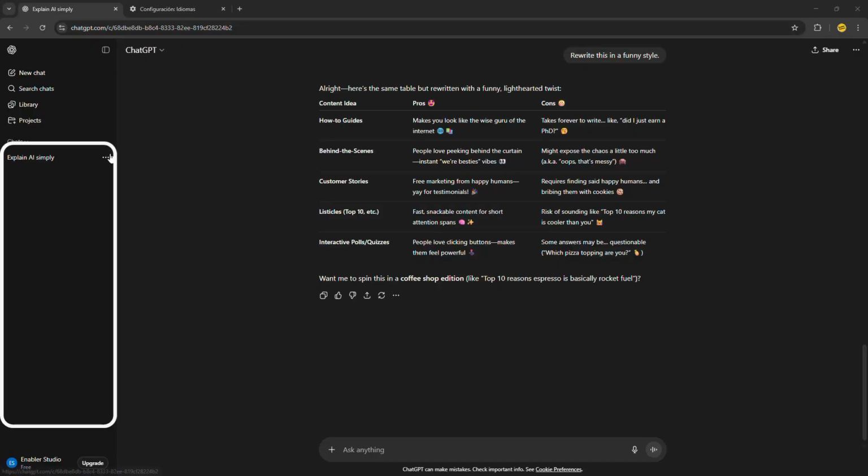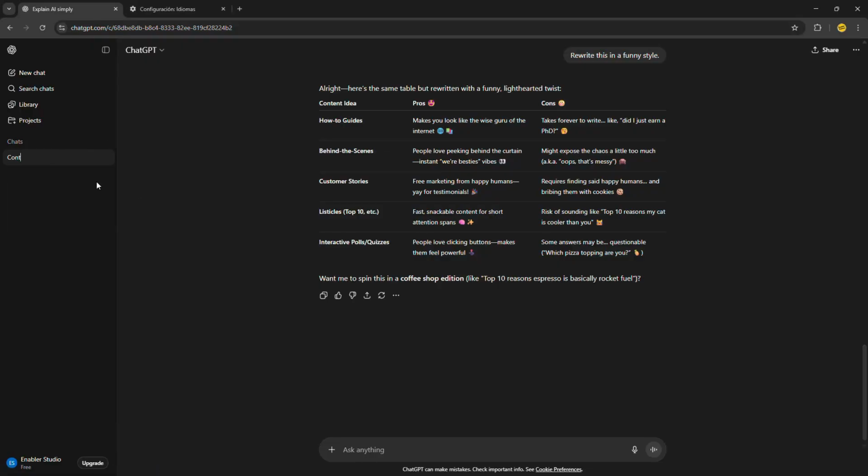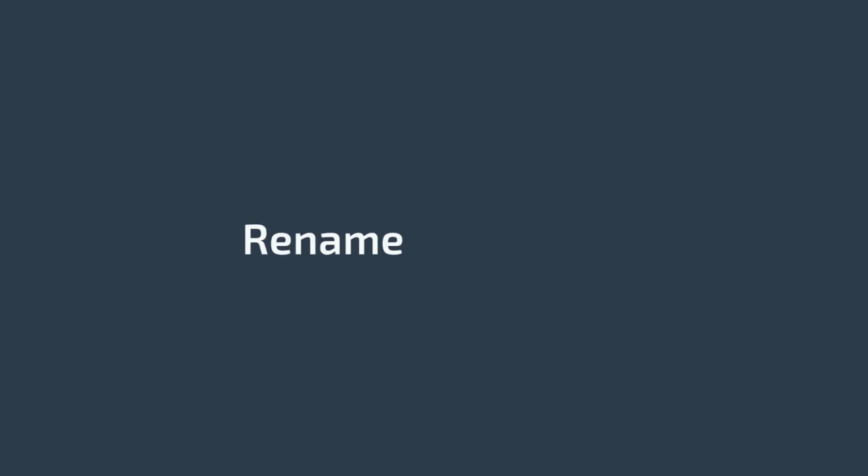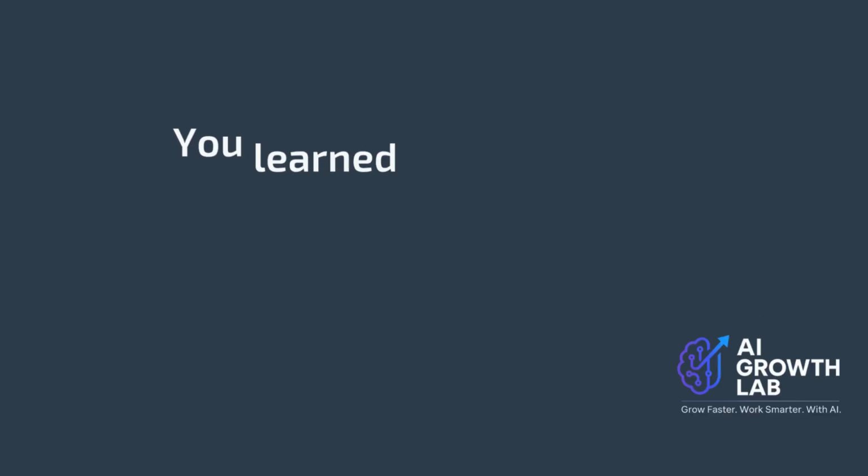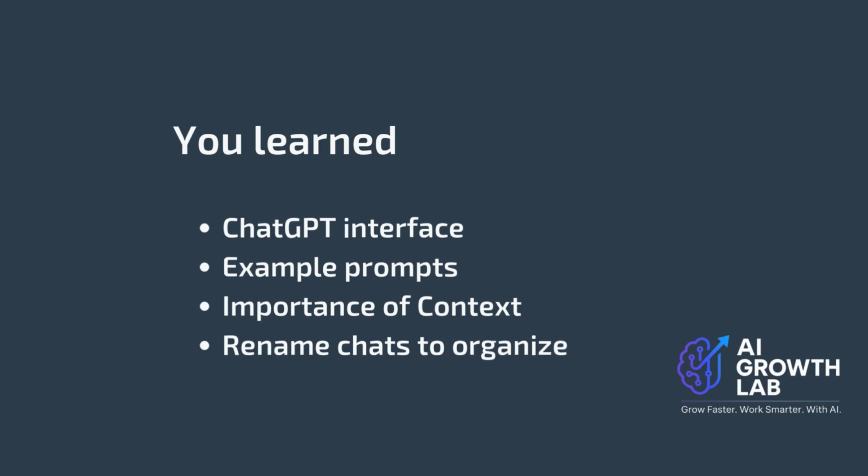On the left sidebar, you'll see all your saved chats. You can click on one to reopen it or rename it. For example, content ideas for Instagram. This makes it easy to keep your projects separate, whether you're using ChatGPT for work, study, or personal tasks.